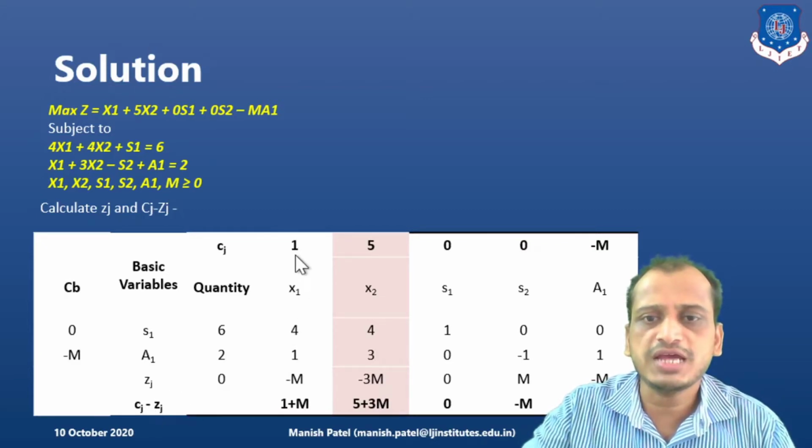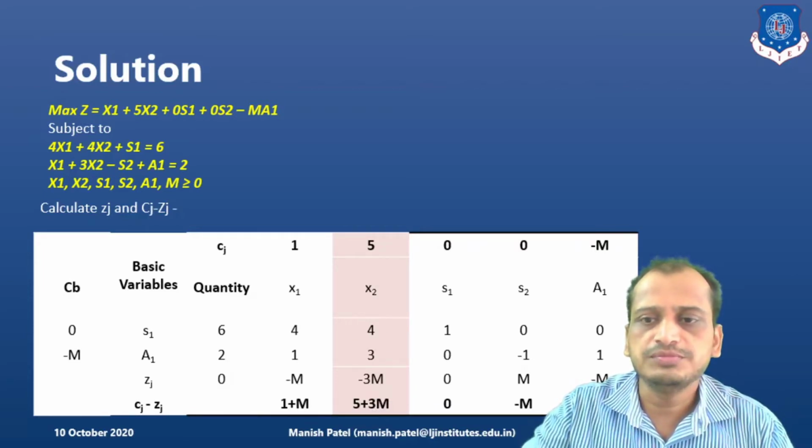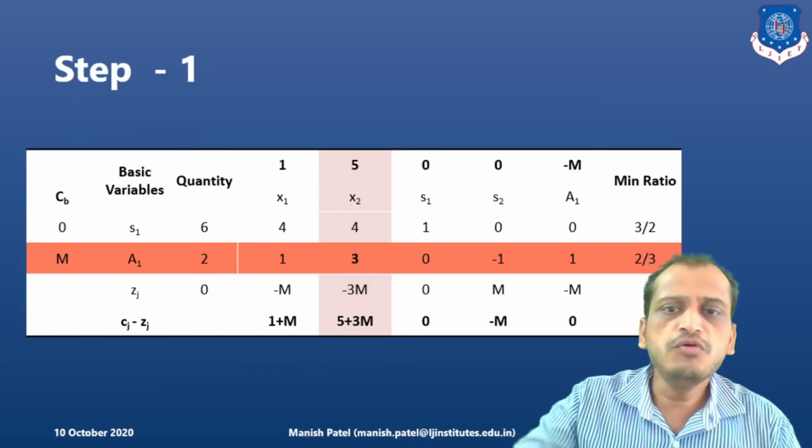So how do we calculate? Just add 1 plus 1 minus minus m, that is 1 plus m. 5 minus minus 3m, 5 plus 3m, and accordingly, right? Now moving on to the next step.